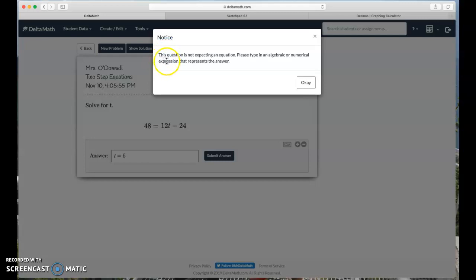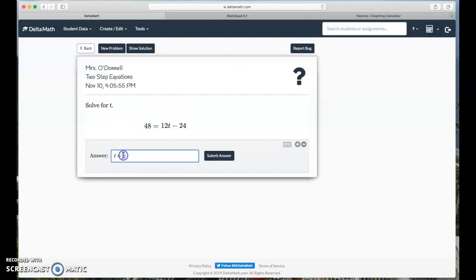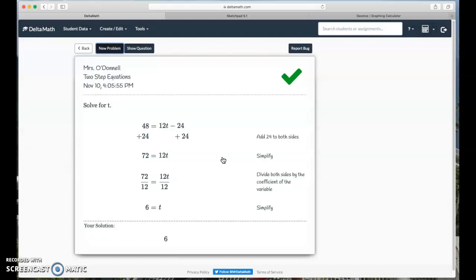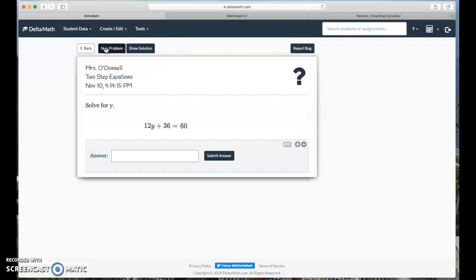It says, notice, this question is not expecting an equation. Please type in an algebraic or numerical expression that represents the answer. Okay, so what they're saying is they didn't want an equal sign in this answer. So they just wanted the number 6. Okay, so that's what that meant. All right, and that is the gist of solving two-step equations.